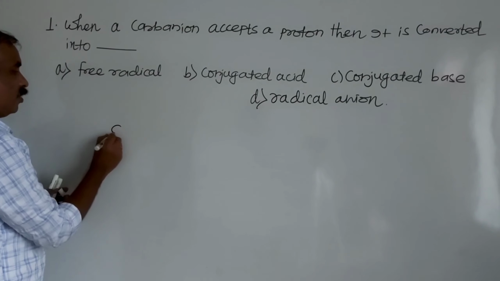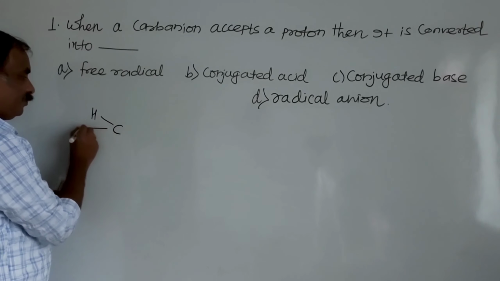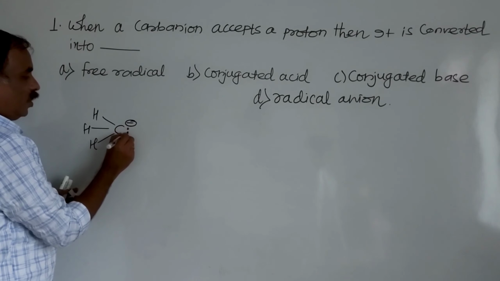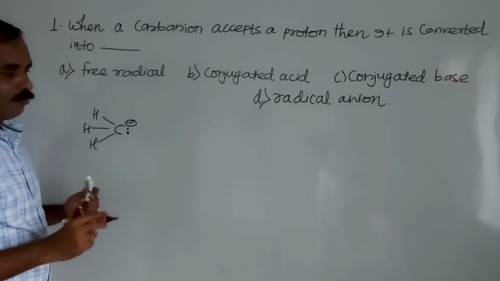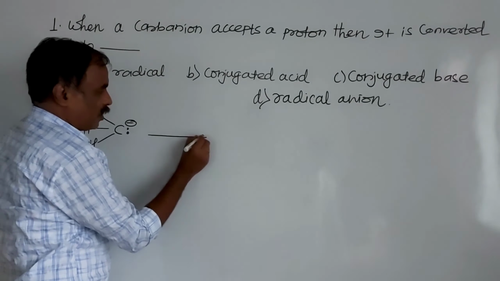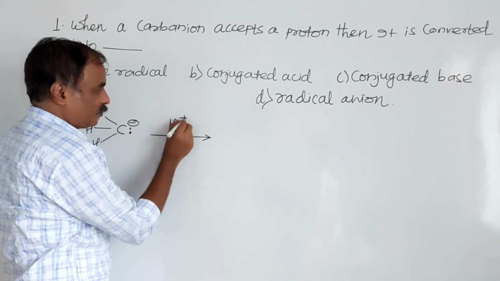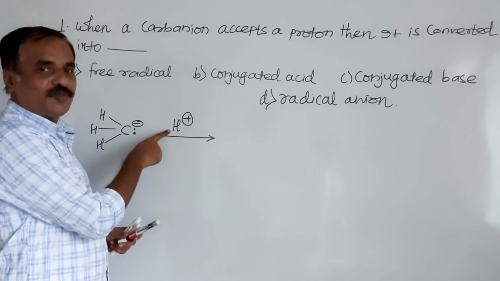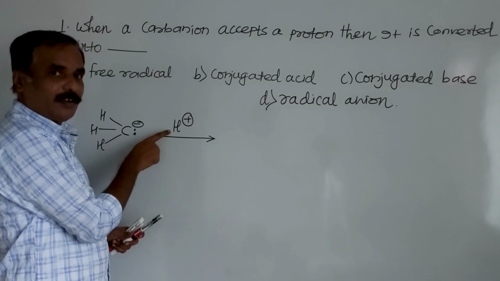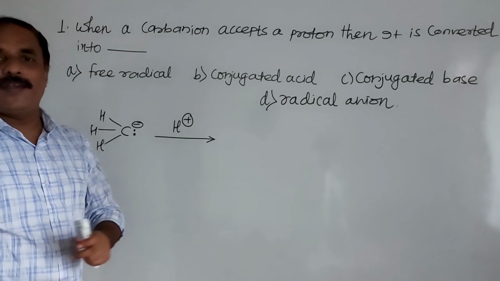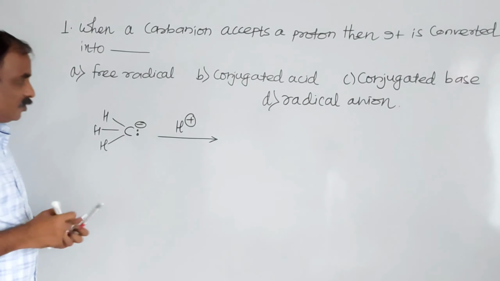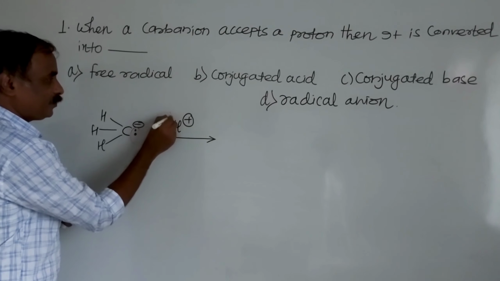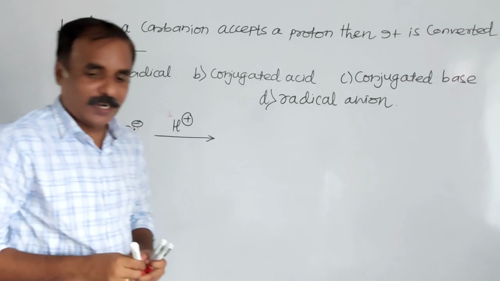So here I will take methyl carbanion. It has a negative charge and one lone pair of electrons. Protonation is a reaction with a proton, H plus. H plus is an electrophile, it is electron deficient, and zero electrons are present near H plus. So this carbon will donate a pair of electrons to H plus.